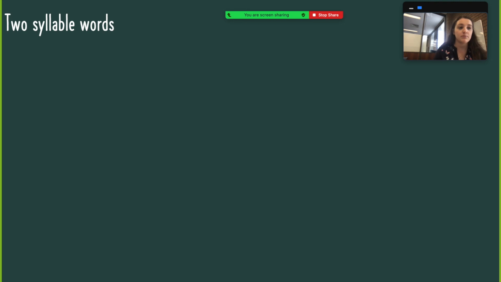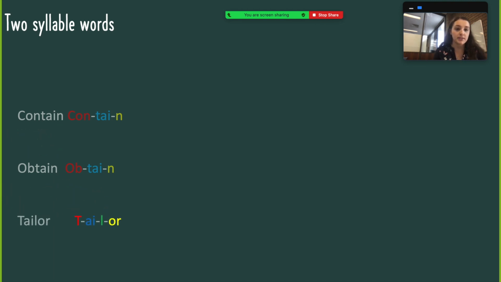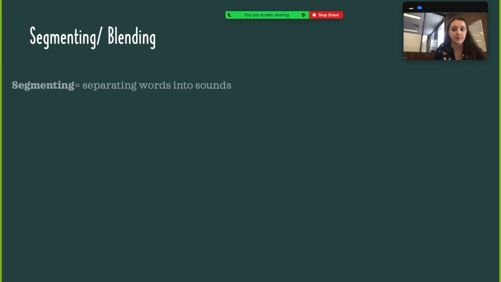Now let's take some 2-syllable words. For example, contain, contain. Obtain, obtain. And then we have other words like tailor, tailor, tailor.